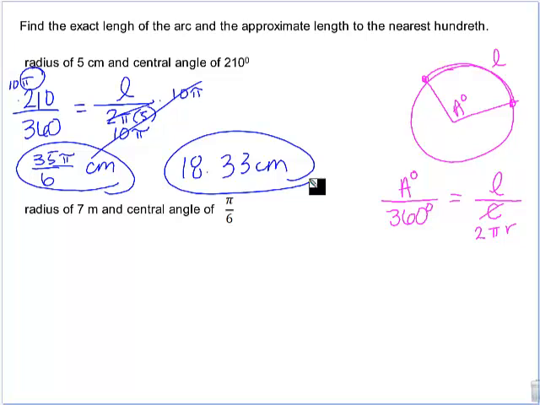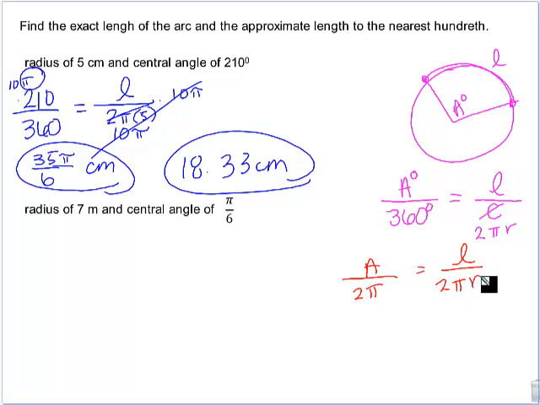Okay? You did that in geometry. You didn't stop and leave it exact, but you found arc lengths. So now let's do it with radians. What changes when we deal with radians? Will we still be over 360? No, what will we be over? We'll be over 2 pi instead of 360. That is equal to arc length over 2 pi r.